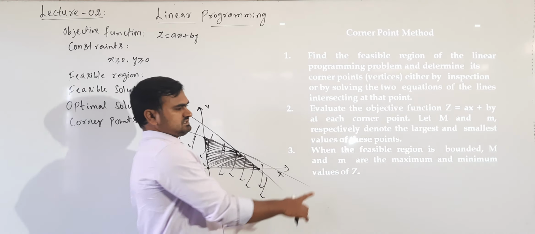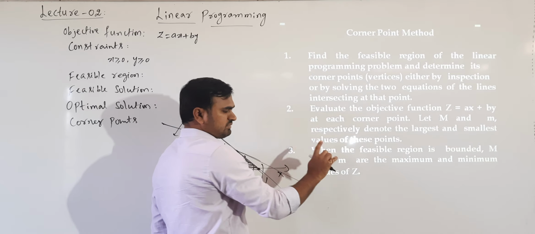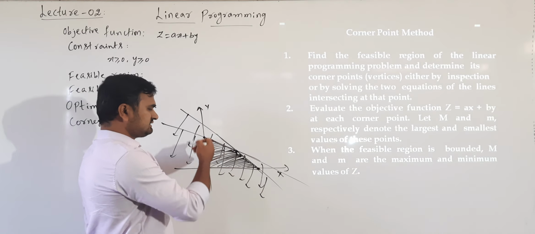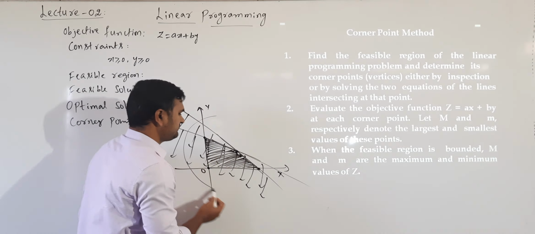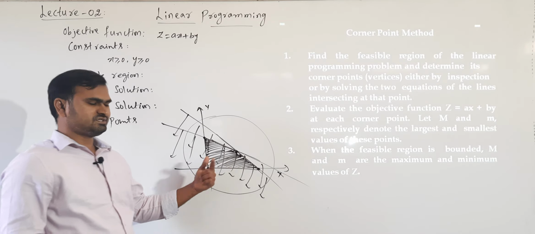So if the feasible region is bounded, then capital M is the maximum value, small m is the minimum value of z. Okay. So mostly we are going to discuss only about this bounded feasible region. So bounded means which can be enclosed within a circle or a closed diagram. So it is called a bounded feasible region.